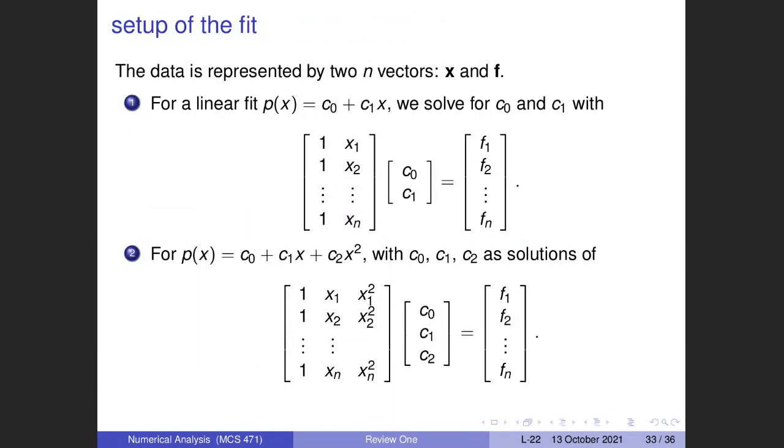And the setup of fit for the linear fit. For the linear fit, we look for the coefficients, the slope and the intercept of a line. So we solve for 2 numbers. For the quadratic, we solve for 3 numbers. So we have a larger matrix with 1 extra column.